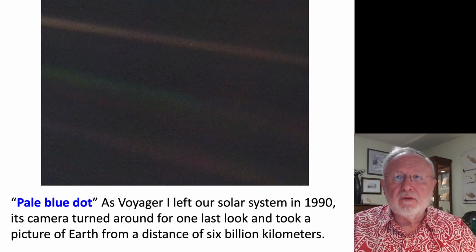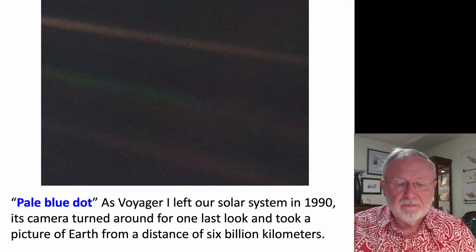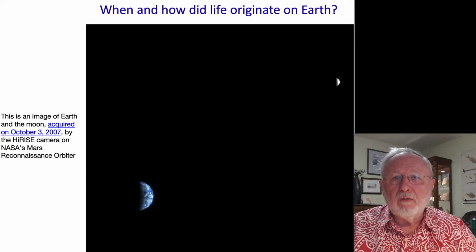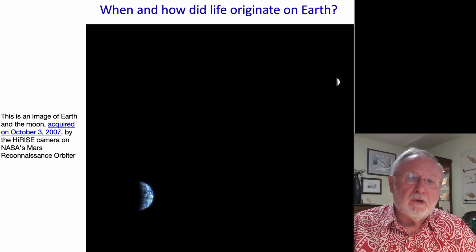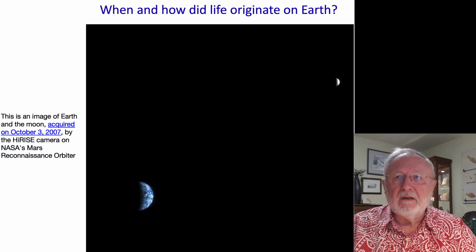Voyager 1 has now traveled for an additional 3 decades, far outside of our solar system. And that pale blue dot is no longer visible. However, we can go and look at a more recent photo. This is an image of Earth and of the Moon that was acquired in 2007 by the HiRISE camera that's on Mars Reconnaissance Orbiter. And what you see is the pale blue planet that we live on and the Moon, shot at a distance of several million miles away.